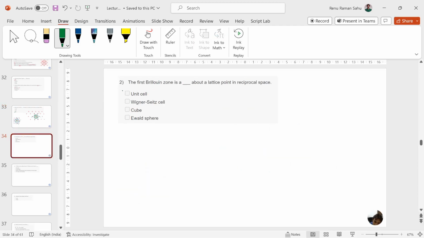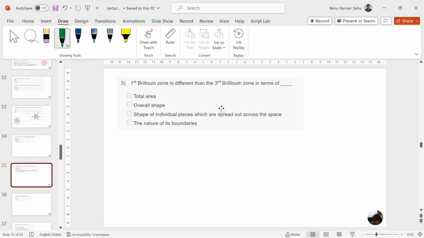Okay, second question. The first Brillouin zone is a dash about a lattice point in reciprocal space. It's a Wigner-Seitz cell. Correct. Okay, what is the next question? This was the second question, now the third question.